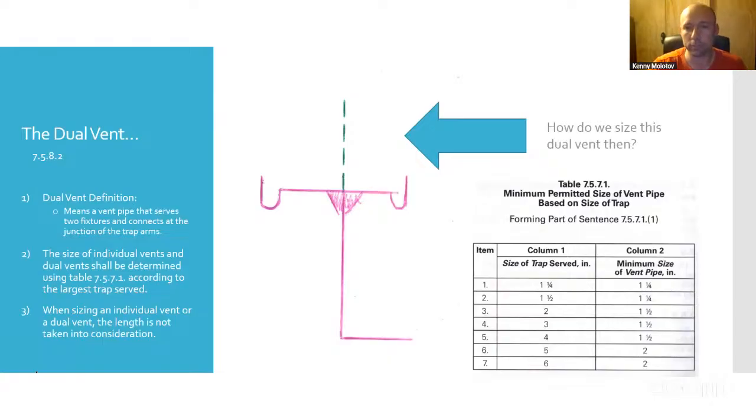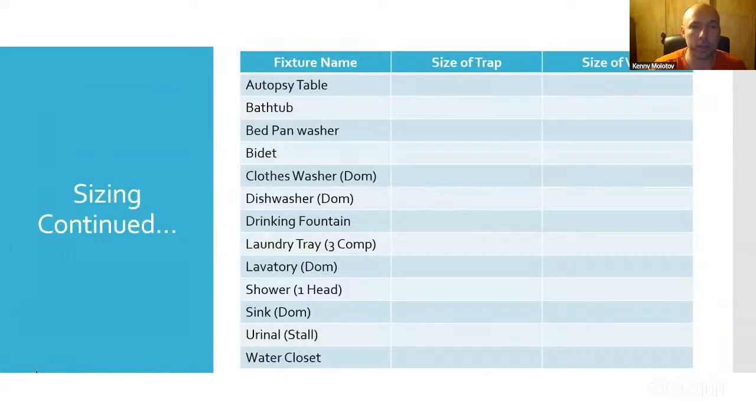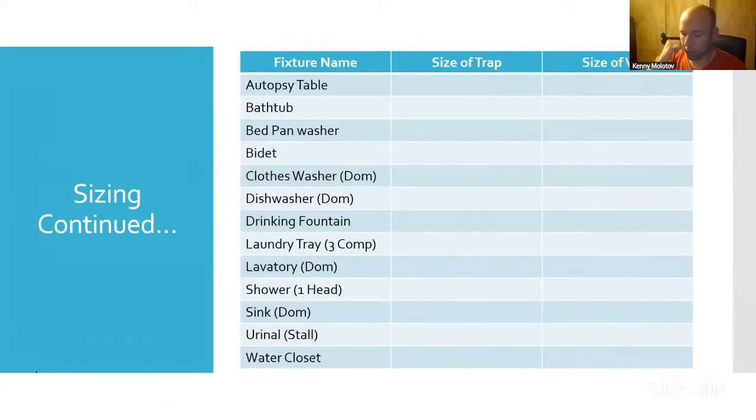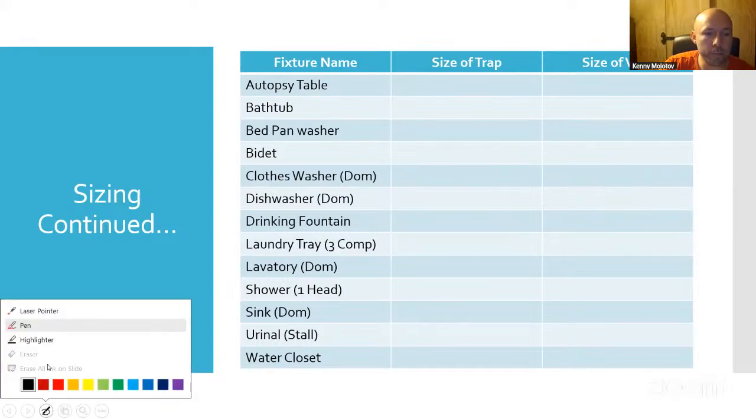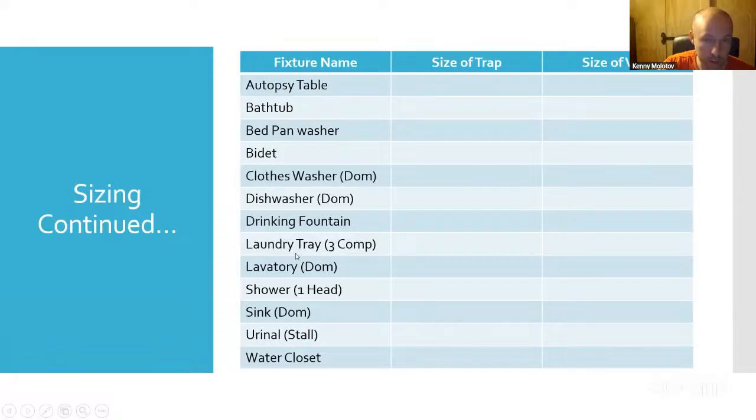All right. How do we size a dual vent? Same chart, but you size the largest trap size available. Okay. So this is usually an activity I do with the class. Size of the trap and size of the vent. Why don't we go ahead and do a few of these so that you get the gist? So 7493 is where we find the size of the trap. So let's go ahead and find that. Inch and a half. Technically, we find the fixture outlet pipe here. So it's inch and a half.